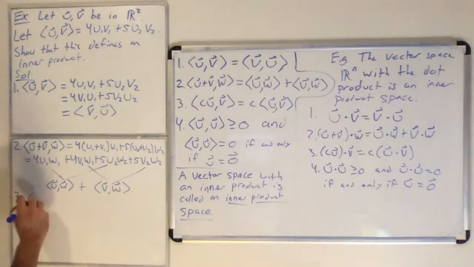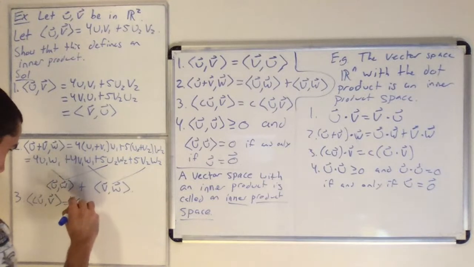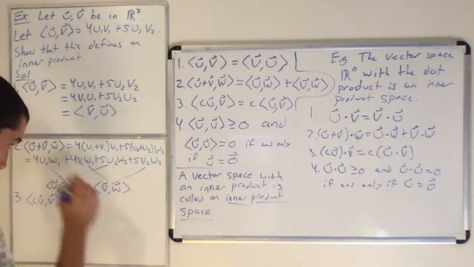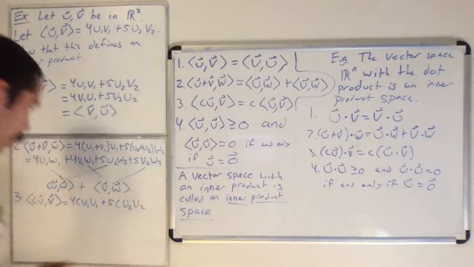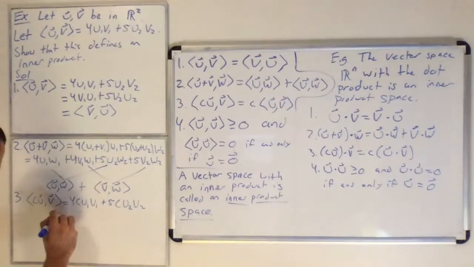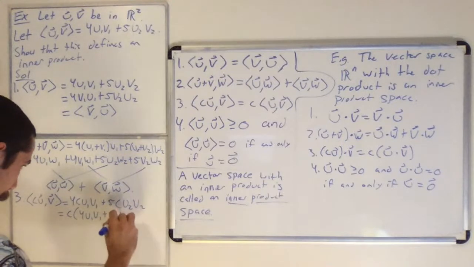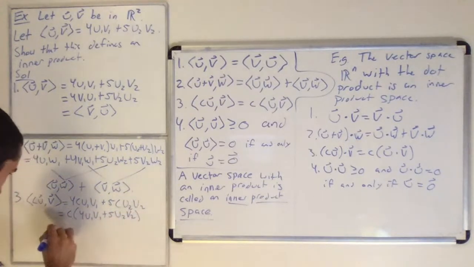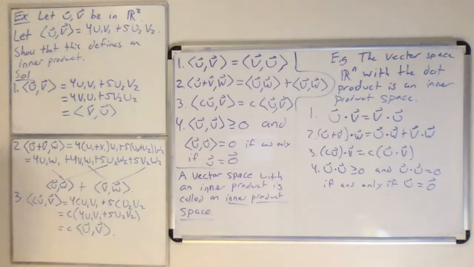Three, so we look at CU times V. That's 4 Cu1 V1 plus 5 Cu2 V2. We could factor out a C. So condition 3 holds, and now we just want to show condition 4 holds.